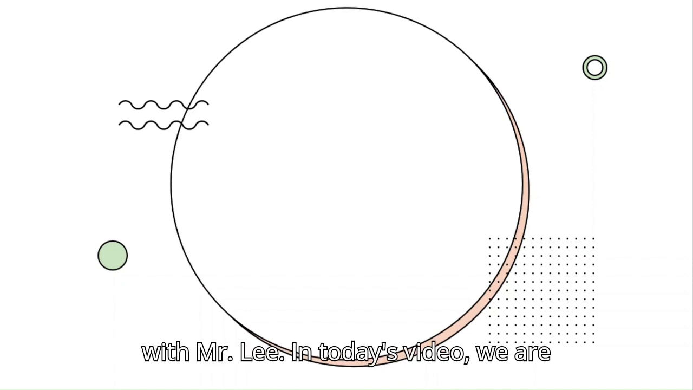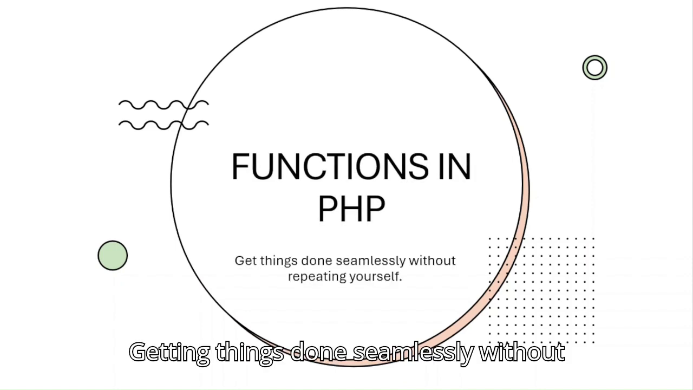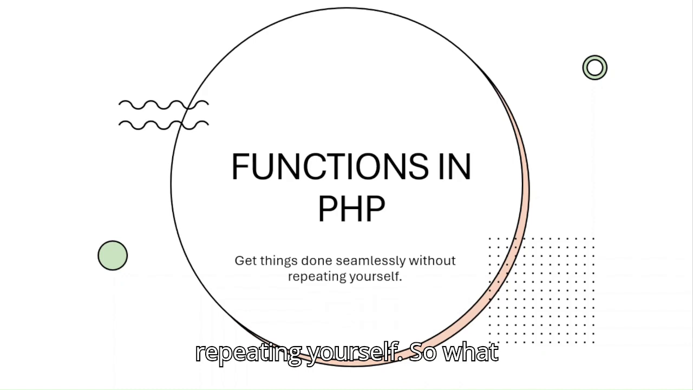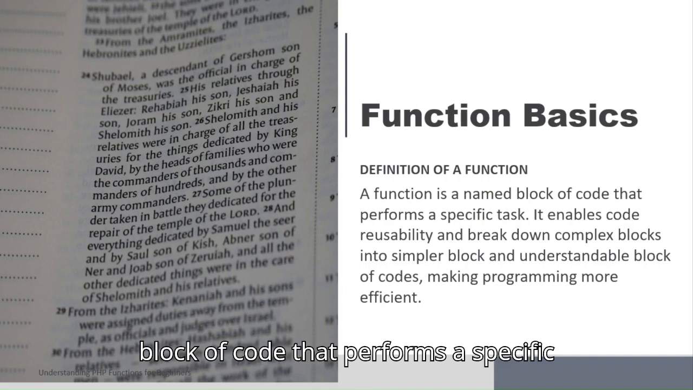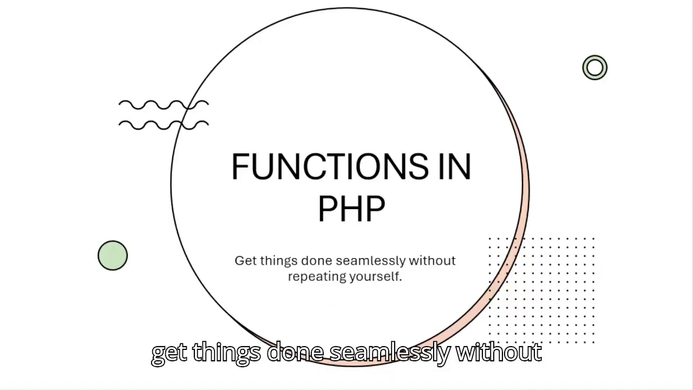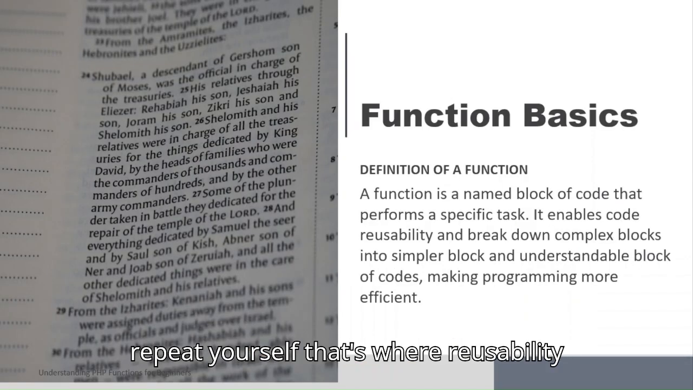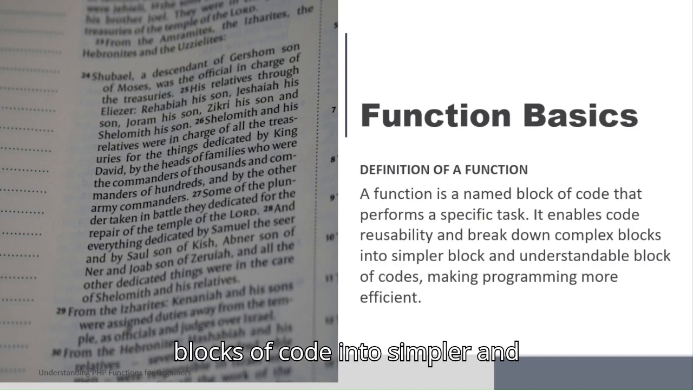In today's video, we are going to be looking at functions in PHP, getting things done seamlessly without repeating yourself. So what are functions? A function is a named block of code that performs a specific task. Take note of the word specific task. It enables code reusability, like I've read before. Get things done seamlessly without repeating yourself. So you don't want to repeat yourself. That's where reusability comes in. And it also breaks down complex blocks of code into simpler and understandable blocks.